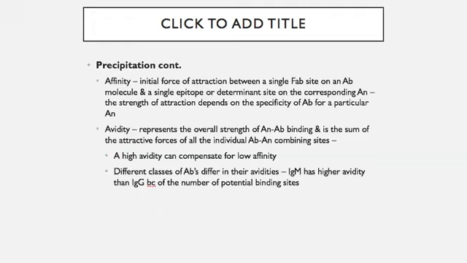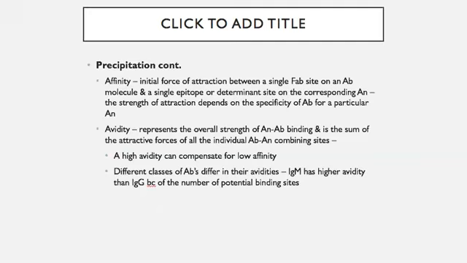Okay, affinity. I think in Unit 1 we talked about the concepts of affinity and avidity. Affinity is the initial force of the attraction that exists between a single Fab site on an antibody molecule and a single epitope or determinant site on the corresponding antigen. The strength of the attraction depends on the specificity of the antibody for that particular antigen. So it goes back to the concept of the lock and key when we're thinking about antigen and antibody reactions.